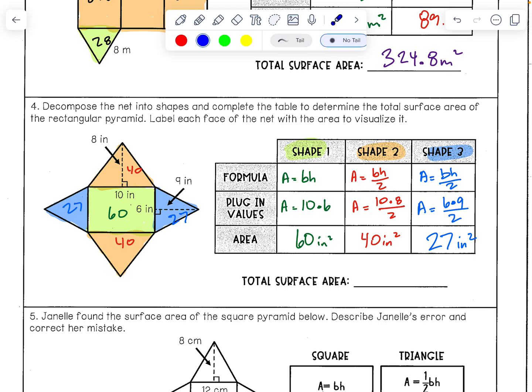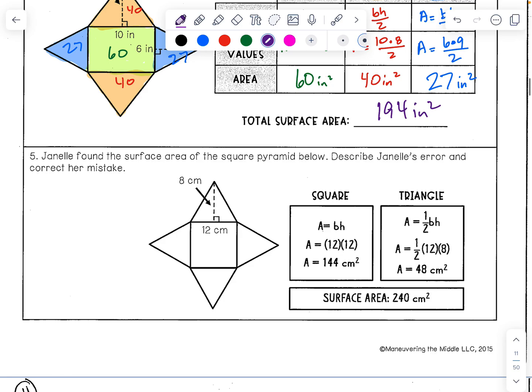And we have everything. We just need to add all this up. We have 60 plus 27 plus 27 plus 40 plus 40. I believe that is, let's try this, 27, that's 54, 80. So this should be 194. Once I add up all the numbers, I should have 194 square inches. That sounds about right to me.